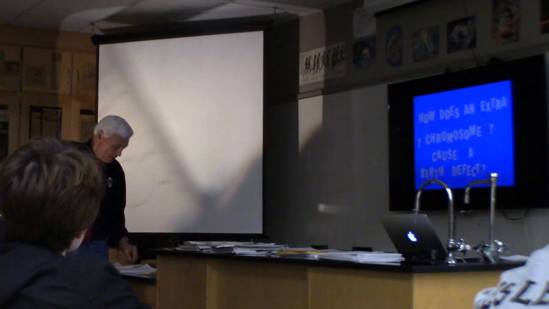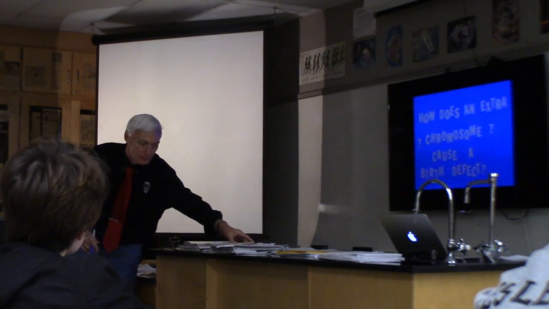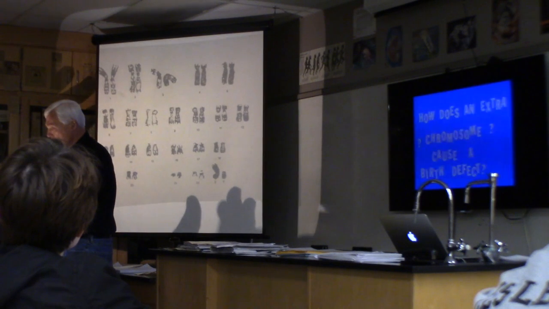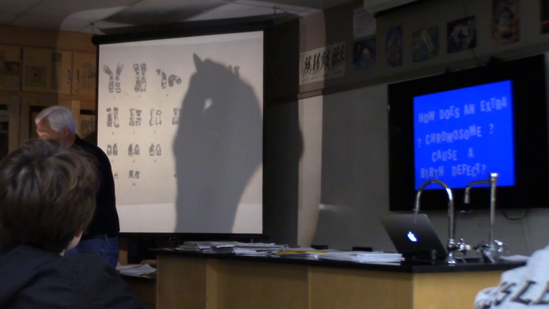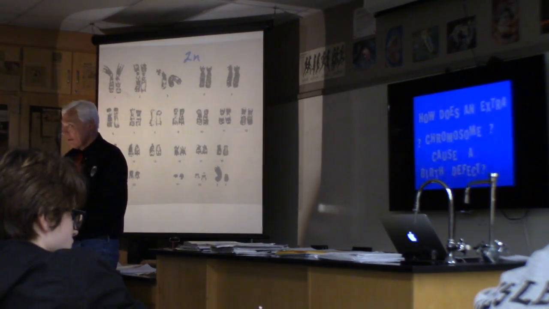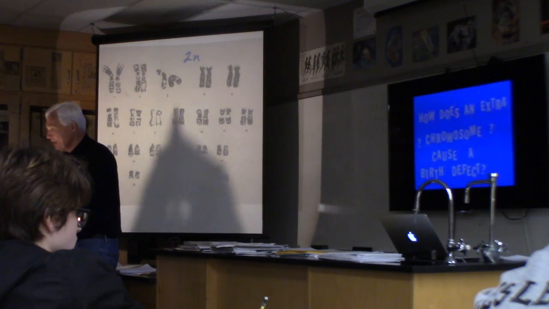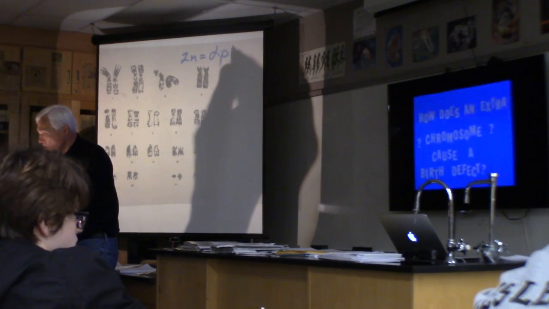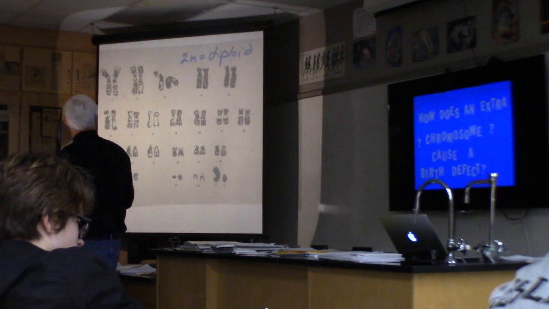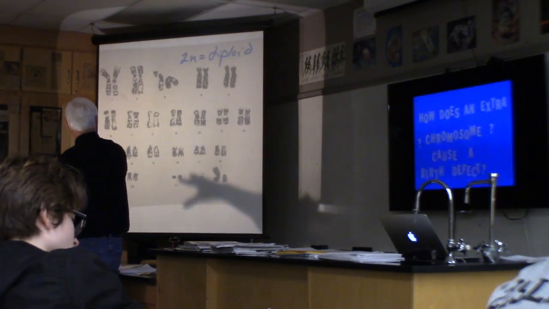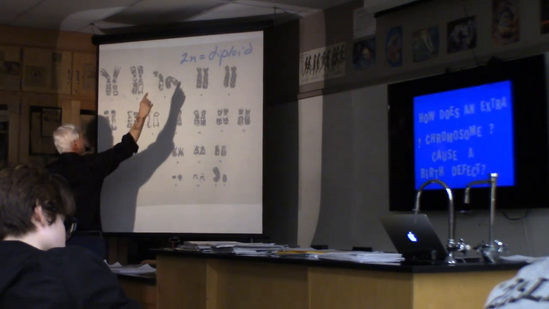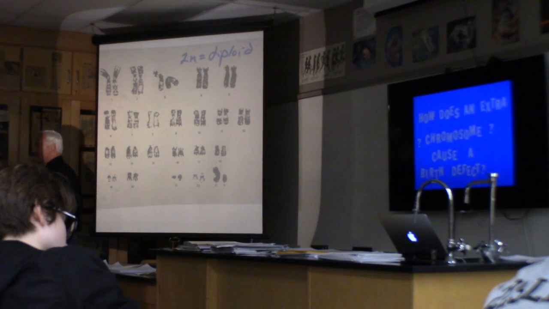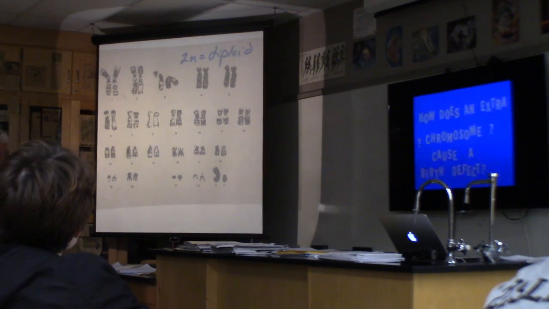Now, take a look at this. I'm going to put something else up here. There's 2 sets of n, so we call that 2n. Diploid, good. So here we're looking at a diploid situation where we've got 2 sets of 23. 2 1s, 2 2s, 2 3s, and everything. Diploid. What does di mean? 2. Diploid.